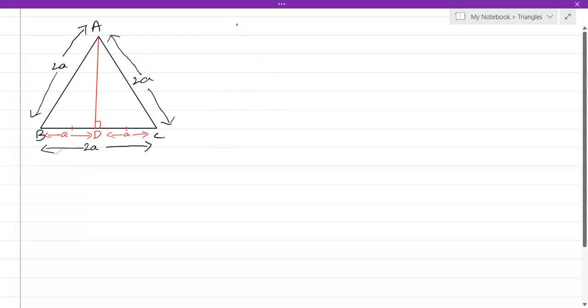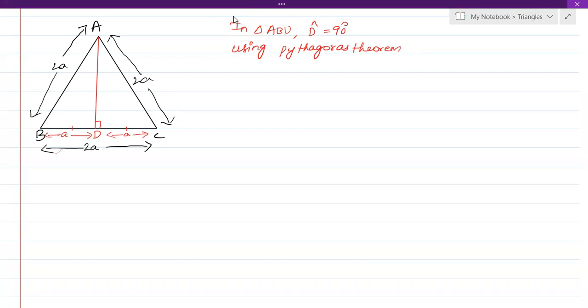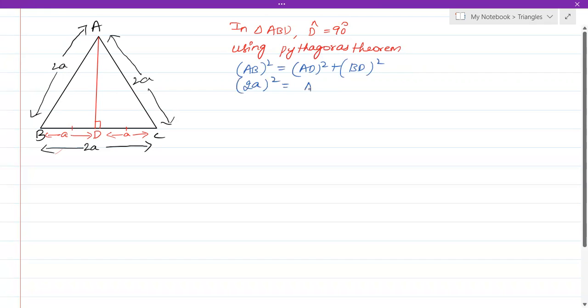Now let's take triangle ABD. In triangle ABD, angle D is 90 degrees. Using Pythagoras theorem, we can write, let me take a different color, AB square is equal to AD square plus BD square. AB value is 2A, so 2A the whole square, AD square as it is, BD value is A. So 2A the whole square is 4A square, that is equal to AD square plus A square.